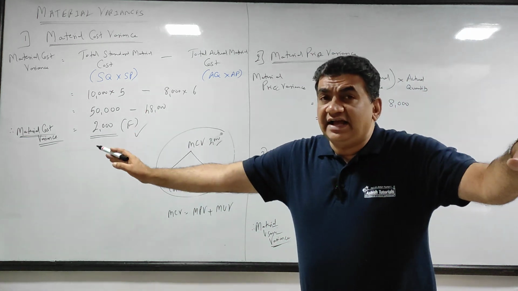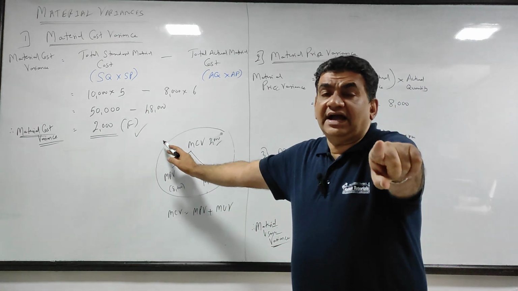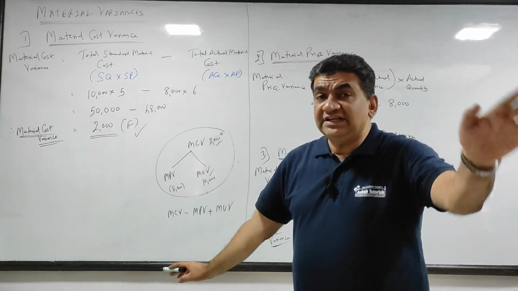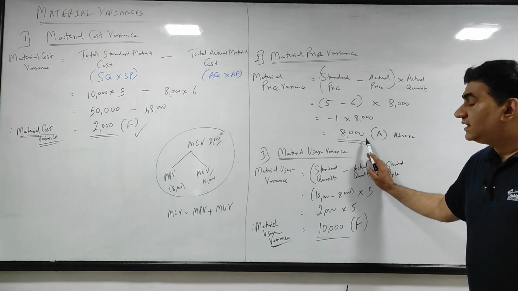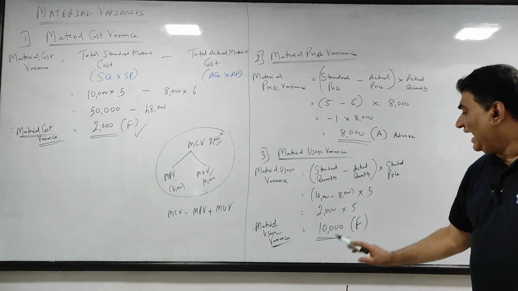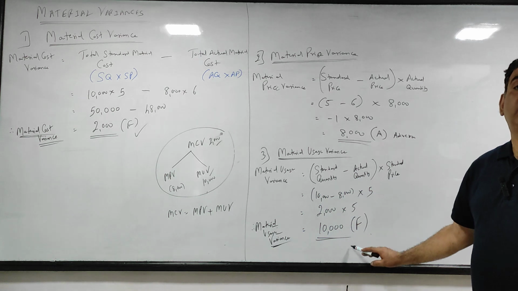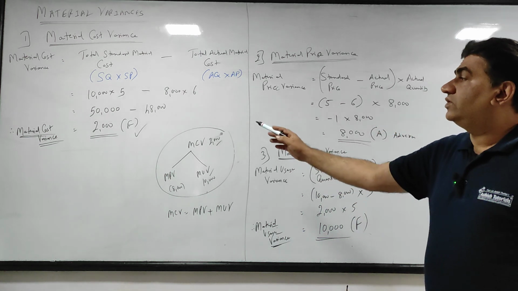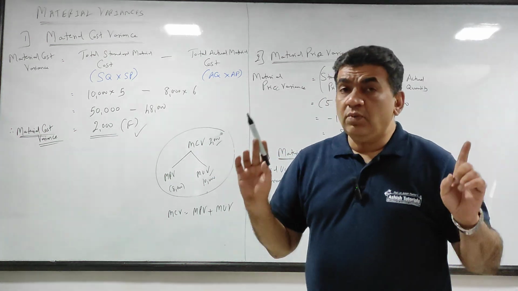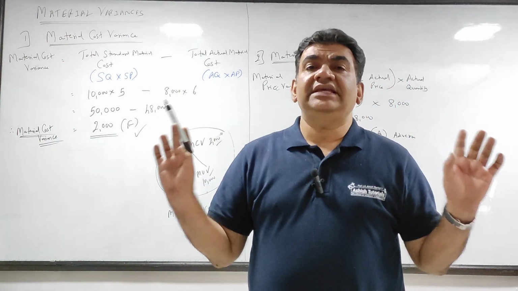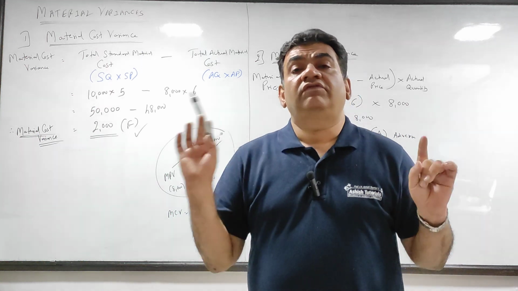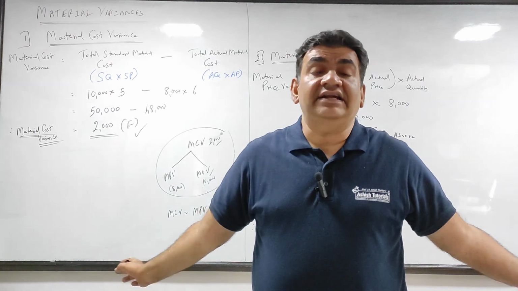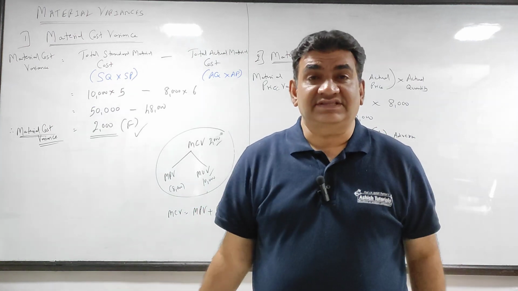Because of what I had estimated, I saved 2,000 in the total cost. Further breakup, further analysis: 8,000 due to price and 10,000 due to quantity. So 10 minus 8 is automatically 2. So the formula 1 answer has to be equal to the total of formula 2 and 3. That is the concept of standard costing and variance analysis.